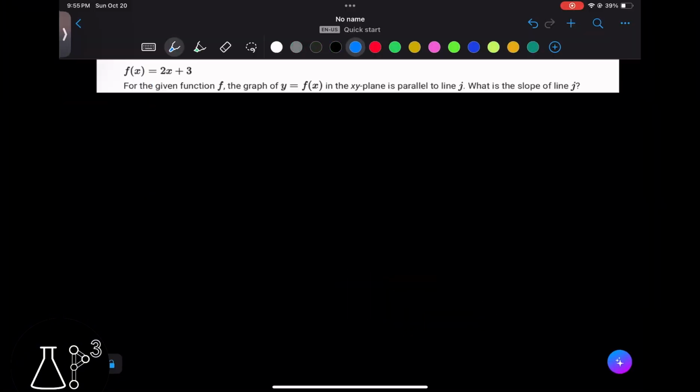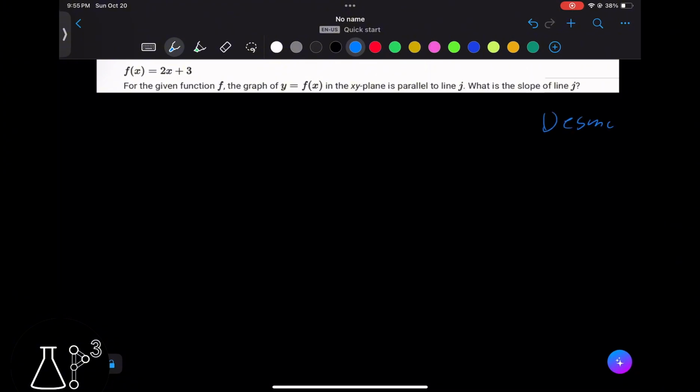Okay, this question is really easy if you understand what parallel and perpendicular lines are. We went over this in a previous video, but I'm going to reteach it for this specific video. So I'm given the function f of x equals 2x plus 3. For the given function f, the equation y equals f of x in the xy plane is parallel to line J. What is the slope of line J? I don't need to do any math for this question, honestly. I just have to understand what parallel lines and perpendicular lines are, what is the meaning, and why they are different. This is another Desmos question.